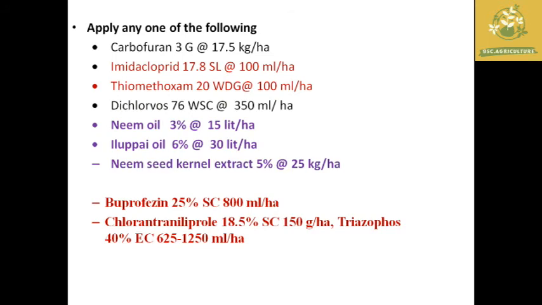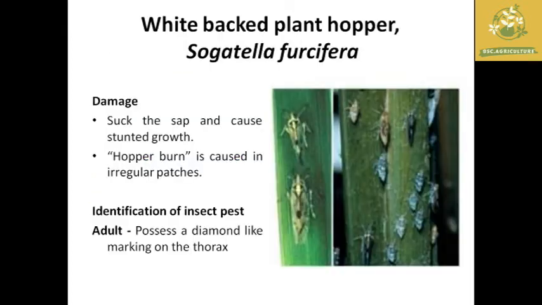And some other applications for BPH have been listed below, but the natural ones are neem oil 3%, iluppai oil 6% and neem seed kernel extract 5% at 25 kg per hectare. These are also effective and natural methods which can be adopted at the field level.